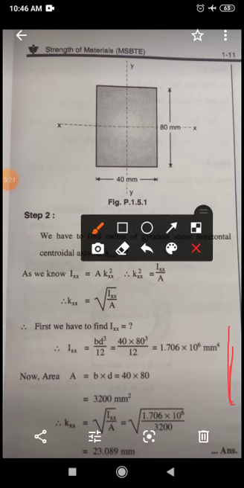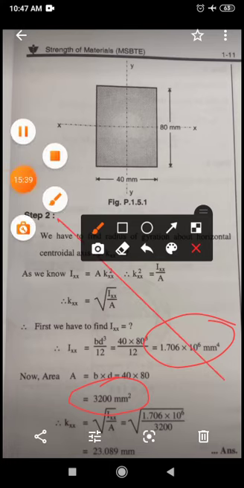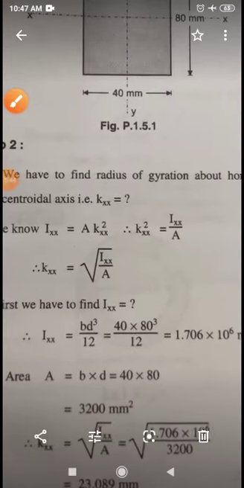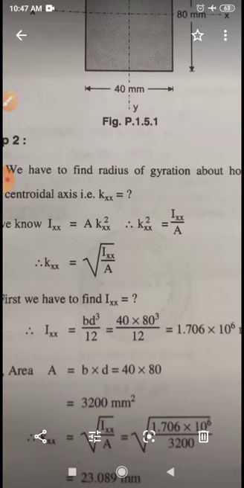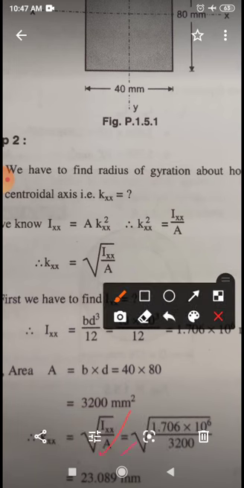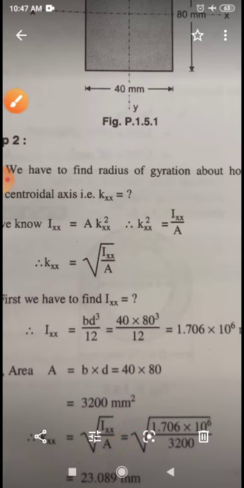Now further, we just have to put in the calculated values. The moment of inertia is 1.706 into 10 to 6, upon this area. By putting these values we will get 23.089. This is the value of the radius of gyration for this figure.